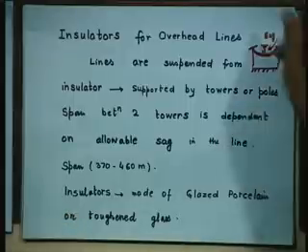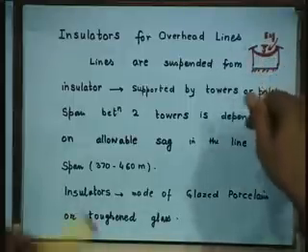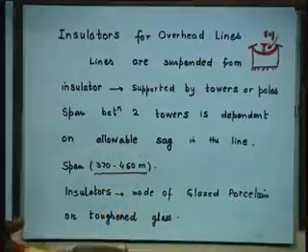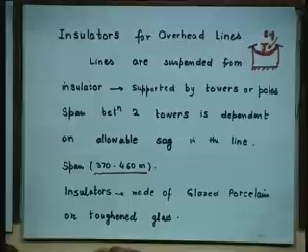Now, this sag should not be so much that the wire touches the ground. It will be highly undesirable, unsafe, and it can cause accidents. So, the span roughly comes to about 370 to 460 meters, less than half a kilometer.